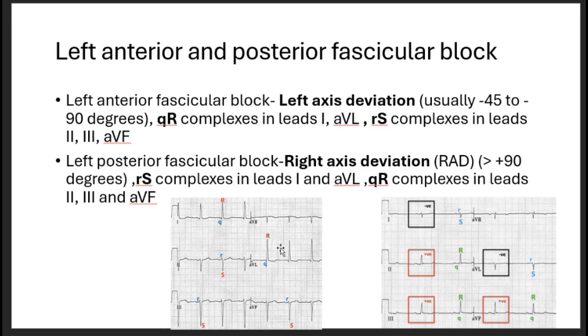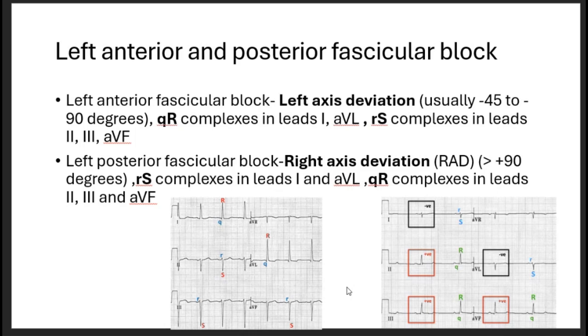For example, here you can see that lead 1 is positive and lead 2 is negative. This is left axis deviation. And we said QR complexes in lead 1 and AVL. You can see Q and R. And RS complexes in leads 2, 3, and AVF, which are the inferior leads. So these ones. Left posterior fascicular block is the opposite of left anterior fascicular block.